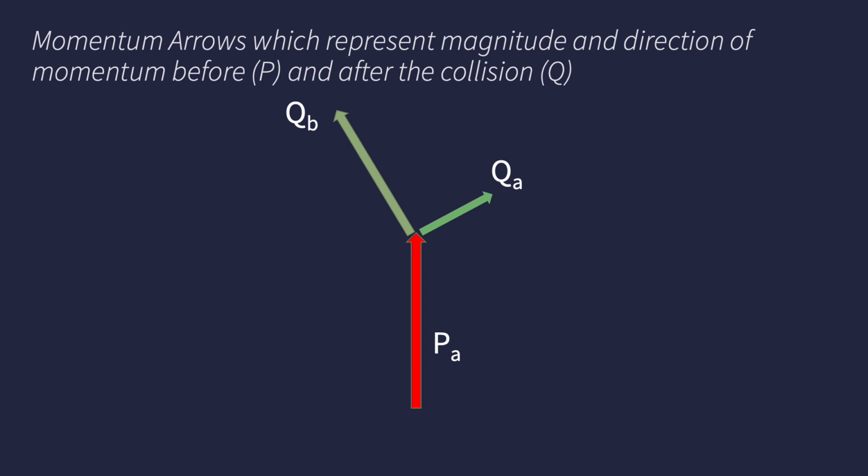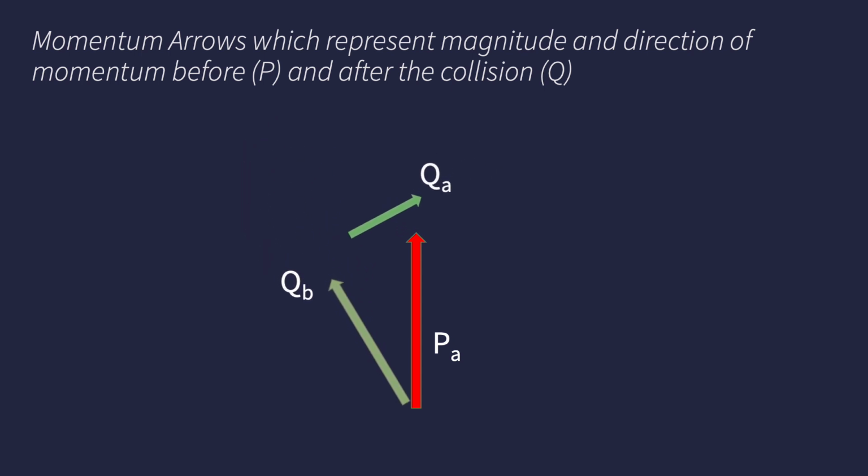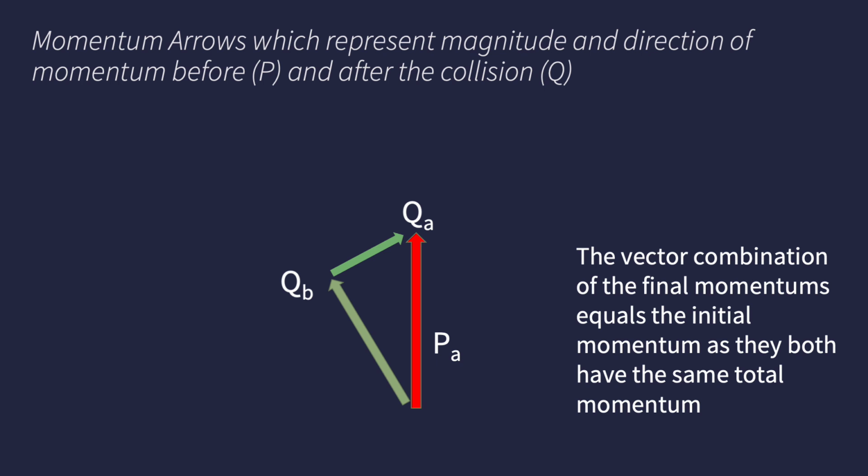Expand and putting the momentum arrows together. The red, P, is initial momentum. It's only ball A. And the two green ones represent ball B and ball A with final momentum. And I show them in green. Now let's use what we call vector addition. And what this clearly shows, the vector combination of the final momentums equals the initial momentum, as they both have the same total momentum. This is an example of how we can show that momentum is conserved in 2 dimensions.